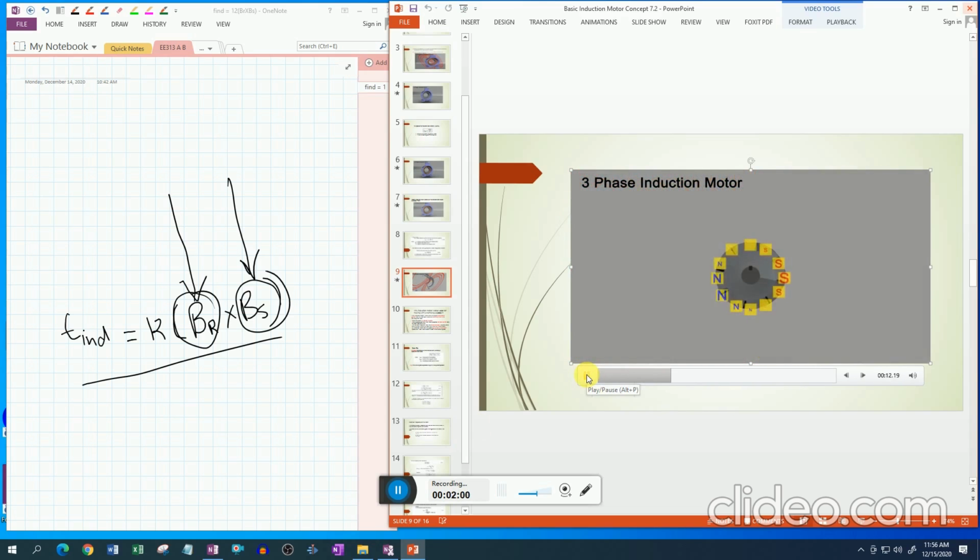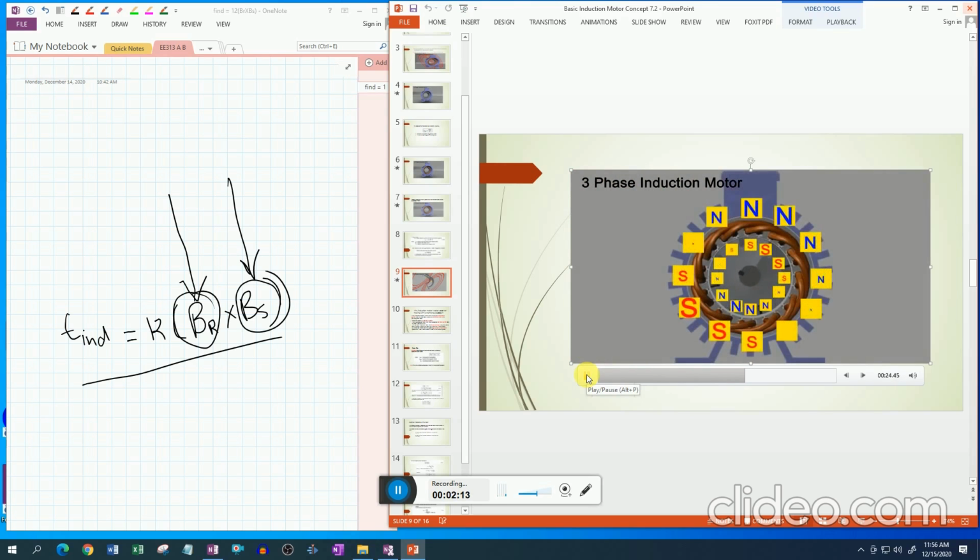Therefore, in this process, poles are induced on the surface of the rotor, and these poles always try to catch opposite poles which are rotating on the stator periphery. So let's move on. We will discuss this in the next slide.